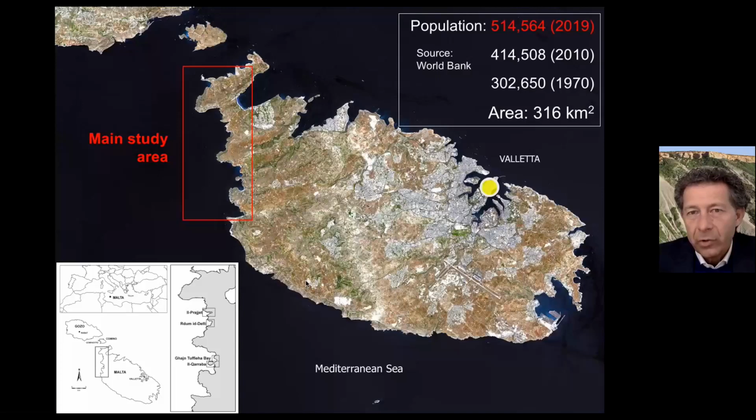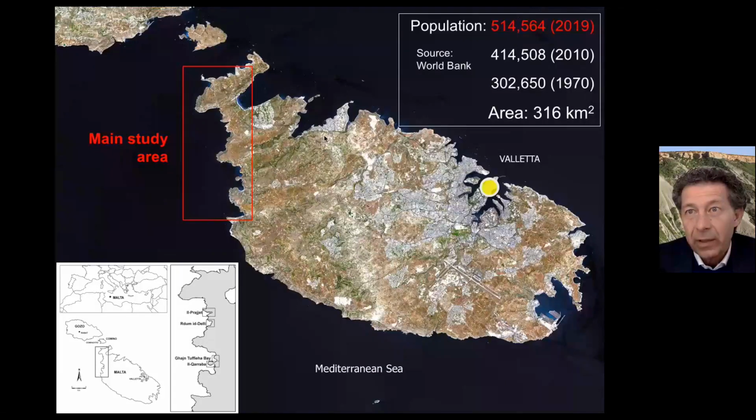I would like to show this map of the Maltese Islands that you see are located in the central part of the Mediterranean Sea, south of the island of Sicily, which belongs to Italy. And this is the area on which we focused our attention, but we have studied also other areas of the islands. Here I would like to show you the increase of population that occurred from 1970 to 2019.